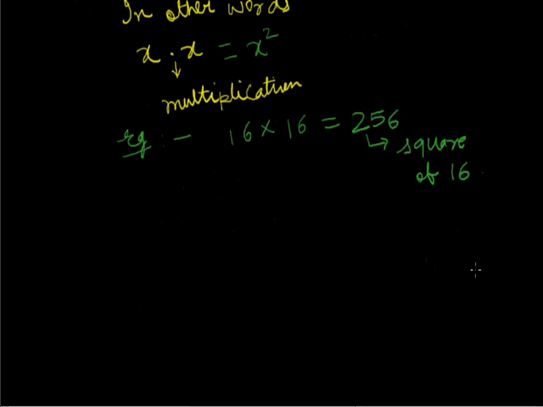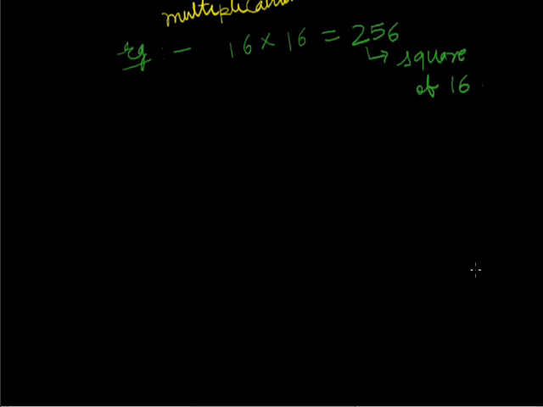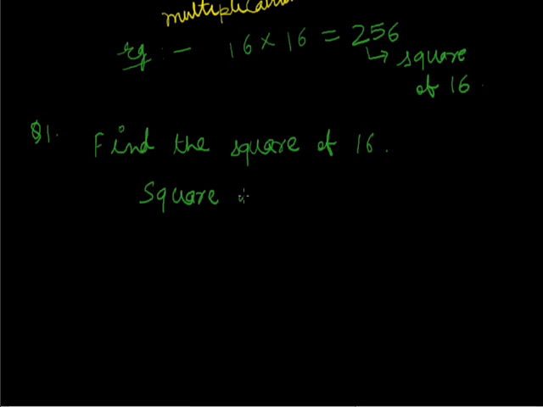Now sometimes we get confused with square roots. A question may be asked as find the square or find the square root of 16. These two questions differ in language. Taking question number 1 as find the square of 16, this can be termed as 16 squared, which is 256.